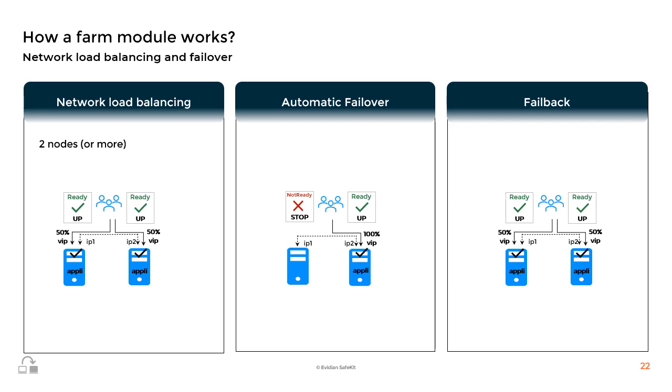At step 2, the farm module has either been stopped on node 1 or node 1 has experienced a failure. As a result, all client TCP sessions are now managed by node 2. At step 3, the farm module is restarted on node 1, and the load balancing is restored across both nodes.